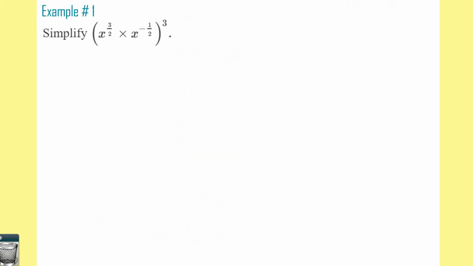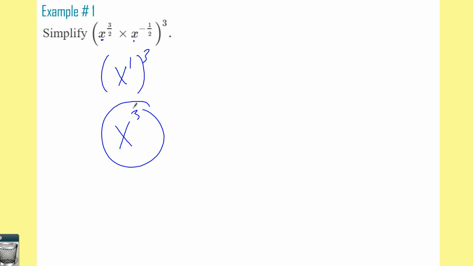All right, so let's do this example. So here, I'm going to go ahead and combine what's inside because they have the same base here. So we add the exponents. So we get x to the 2/2, or 1. Okay. Then we get x to the, is 3 minus 1 is 2. Okay. Then we cube it. Just that simple. Okay. Don't overthink it. Follow your rules. Know your properties.